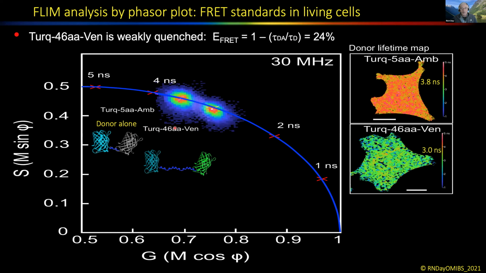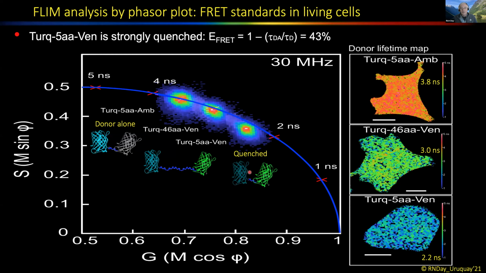This is turquoise 46 amino acid Venus, a much longer linker. You can see that the distribution is shifted to the right. You can see it's also moving inside the semicircle, indicating that there's more than one component. This has a lifetime of around 3 nanoseconds, which gives us a FRET efficiency around 24% for this particular standard.